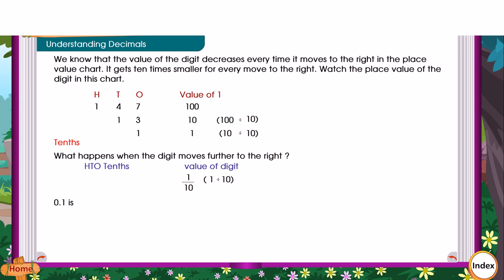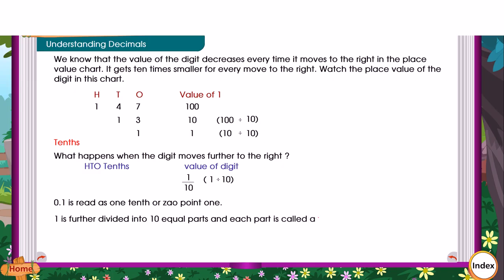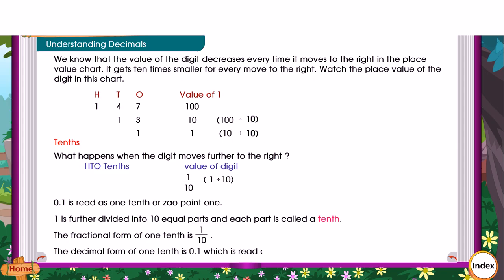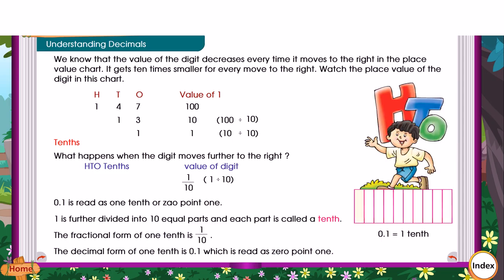0.1 is read as one tenth or zero point one. 1 is further divided into 10 equal parts and each part is called a tenth. The fractional form of one tenth is 1/10. The decimal form of one tenth is 0.1, which is read as zero point one. 0.1 is equal to 1/10.